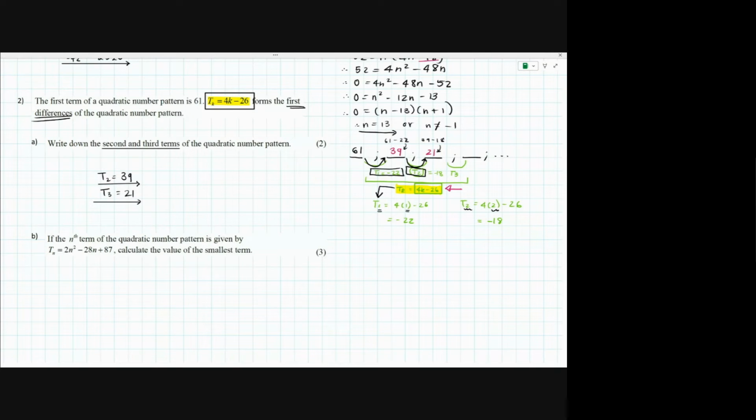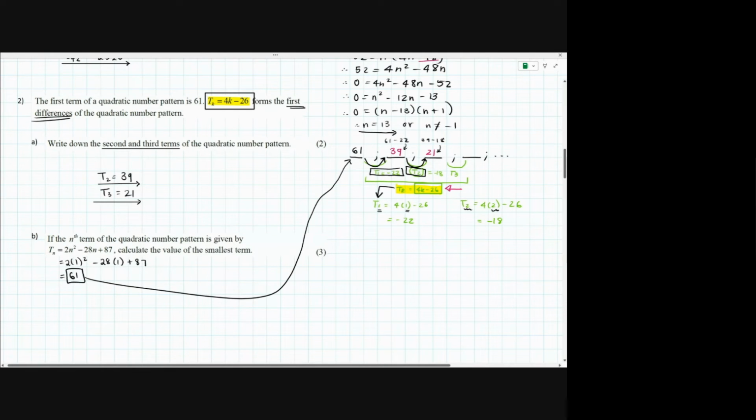So if I wanted to work out term 1, term 2, term 3 of the quadratic pattern, I would use this rule. Now, if you wanted to check, if you went and substituted in 1, so 2 times 1 squared, which is 2, minus 28 times 1, which is negative 26, plus 87, that gives you 61. That is the first term of your quadratic pattern. You could keep substituting in and substitute 2 and get 39 and 3 and get 21, etc. But this is the rule for my quadratic pattern. Obviously, I don't need to substitute. I'm just saying that that is what it's giving me.